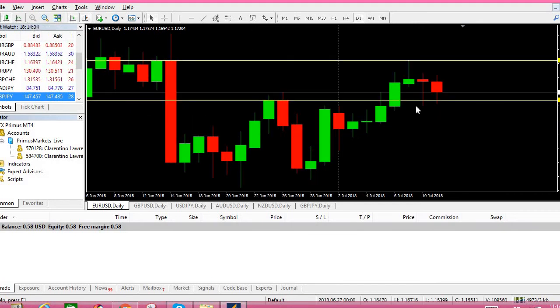Okay, let me see here. So what I can see is the price is now retracing to the support, and once the price closes above the support, I'm going to predict or estimate that the price will start to move upwards. Basically, I'm looking towards buying for the Euro USD.